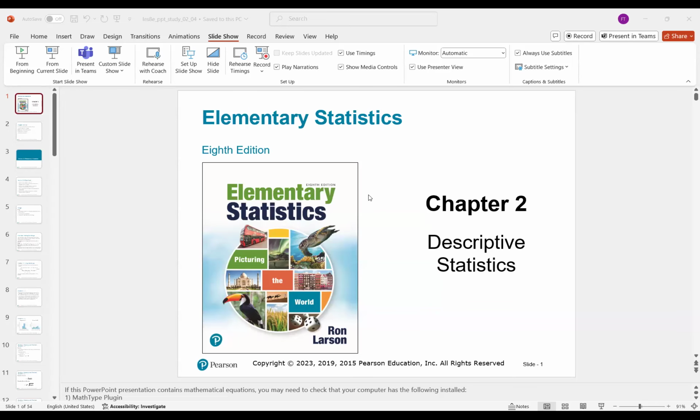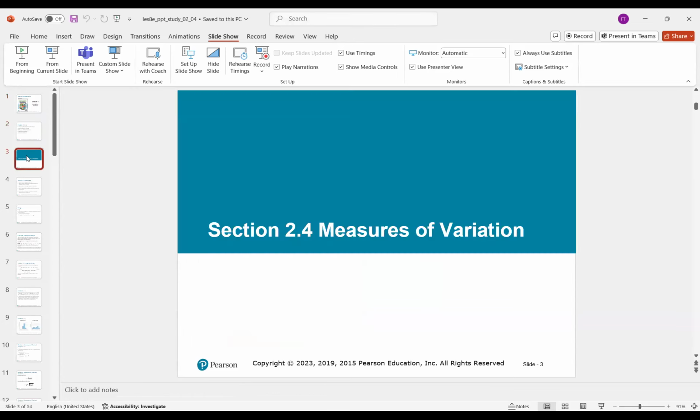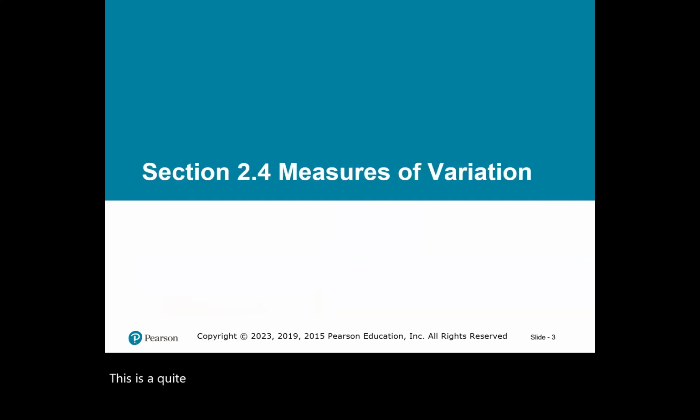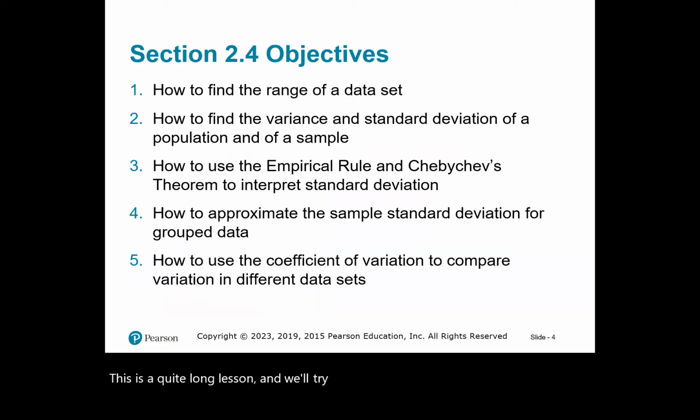We will look at chapter 2, section 4, which is called Measures of Variation. This is a quite long lesson, and we'll try our best to squeeze it into one video. We have 5 objectives with this lesson.